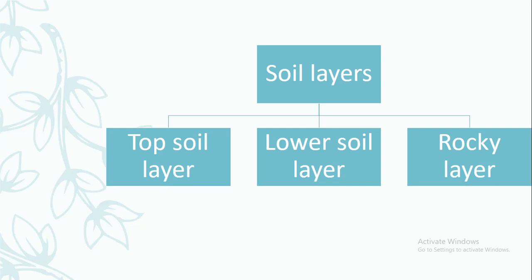The layers of soil are: number 1, topsoil layer; number 2, lower soil layer; number 3, rocky layer. Let's start with the topsoil layer.